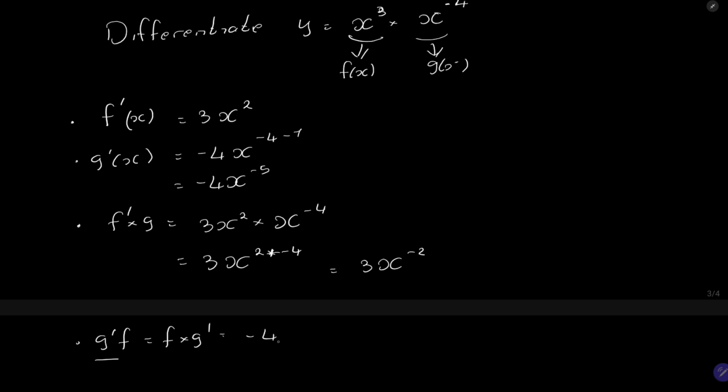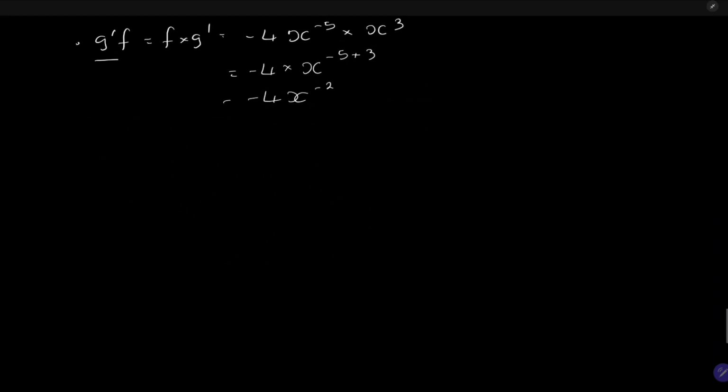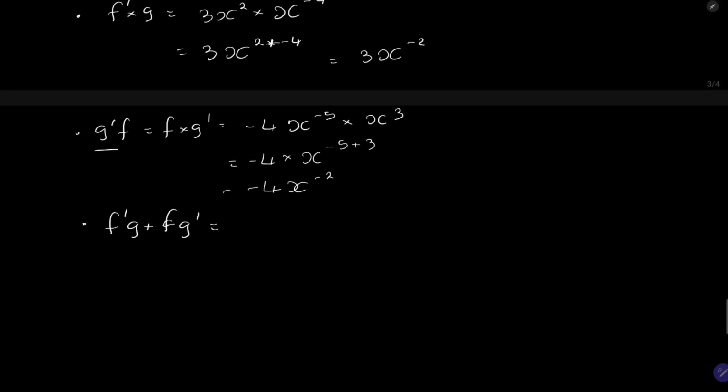So moving on to our next part, which is g prime times f. Our g prime is negative 4x to the negative 5, and our f is x cubed. This gives us negative 4 times x to the negative 5 plus 3, negative 4x to the negative 2. Now what is our next question? Next part asks us to add these different terms, that is f prime g plus f g prime, which gives us 3x to the negative 2 plus negative 4x to the negative 2.